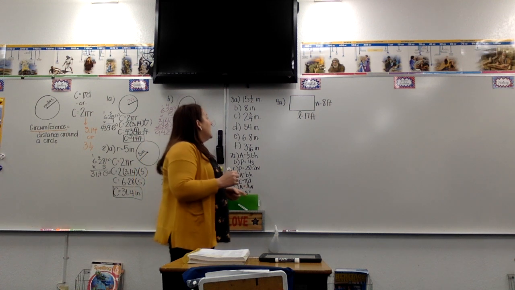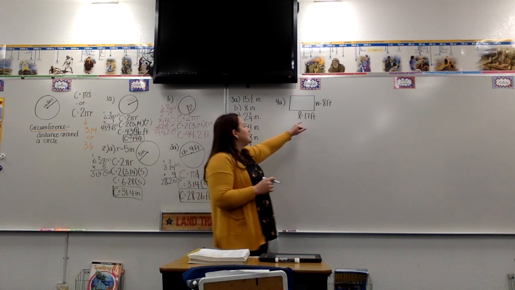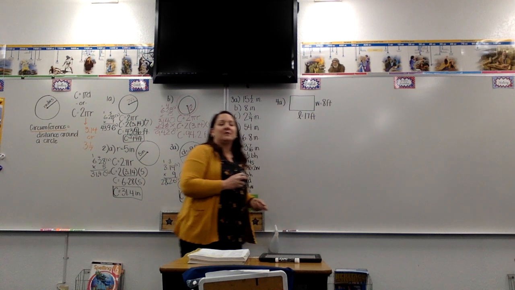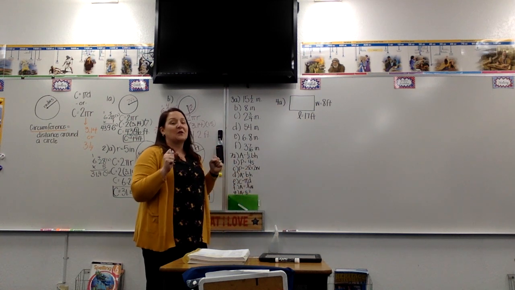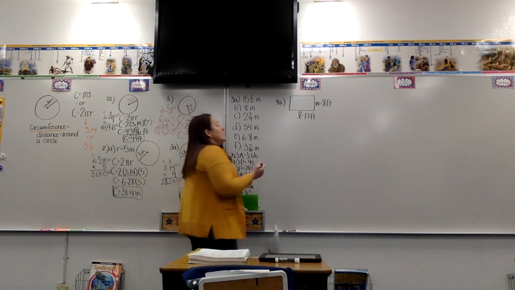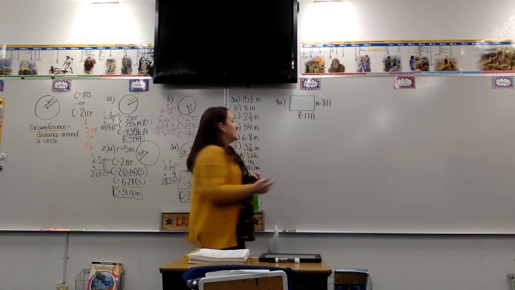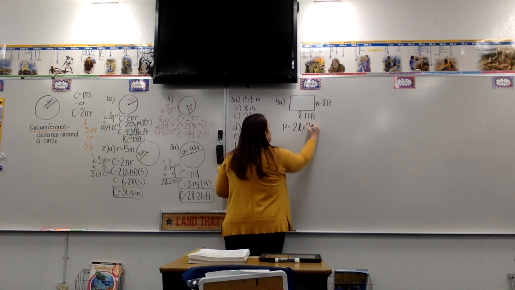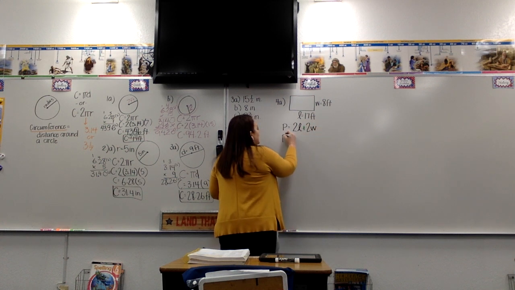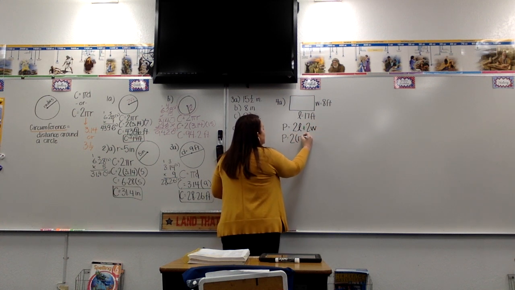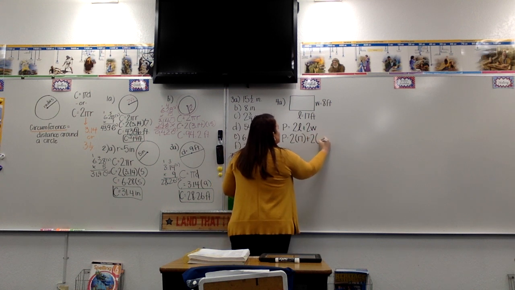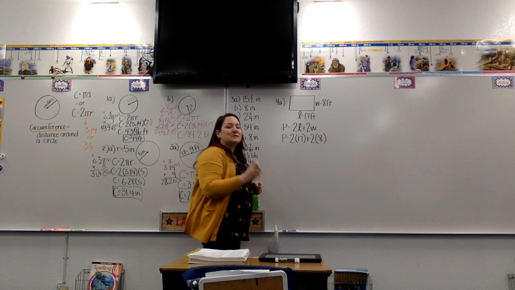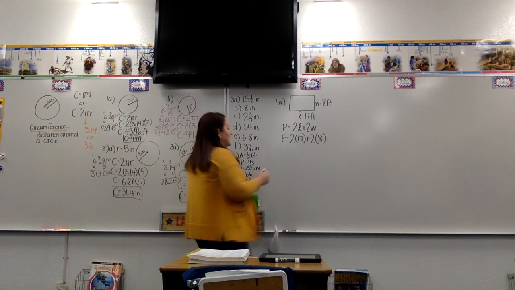So let's look at A. I have a rectangle, and my length is 17 feet, and my width is 8 feet. Remember, label, draw. It's going to help you big time. Perimeter of a rectangle: P equals 2L plus 2W. P equals 2 times 17 plus 2 times 8. If I'm going too fast, pause. Do it step by step with me.